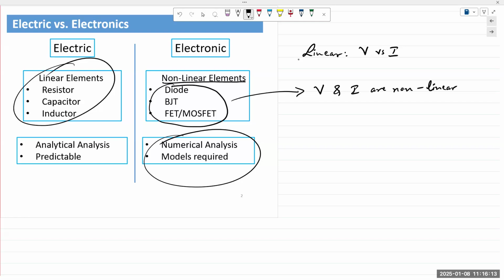The reason for that is no single model can describe an electronic device, or no single model would be appropriate to describe one single electronic device under all conditions.